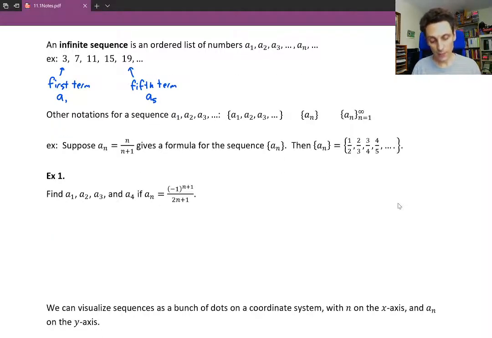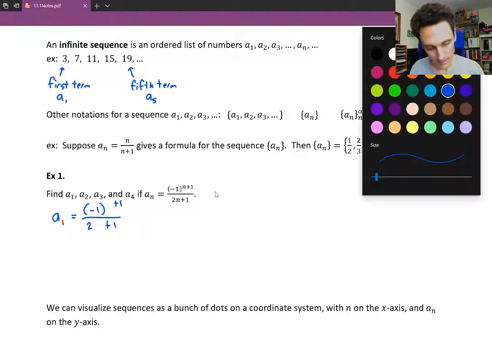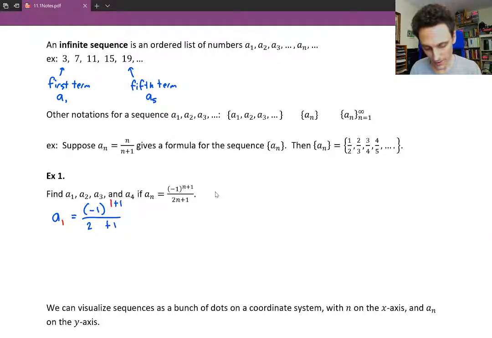So in example 1, we're given a formula to find the nth term of the sequence, where n can be anything. We can plug in n equals 1 to get the first term, n equals 2 to get the second term. Let's find a sub 1 by plugging 1 in for n to get the first term. So I'm going to plug in 1 here and then 1 here. Just replace all the n's with 1, just like you're plugging 1 into a function. You can think of these sequences as functions.